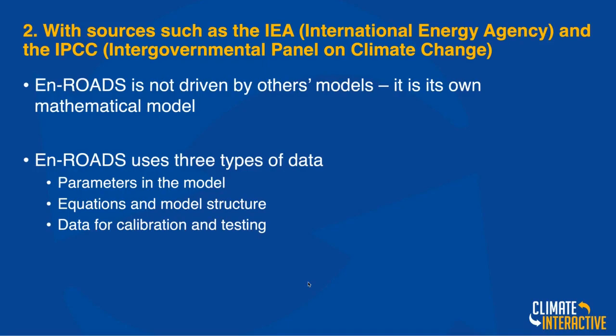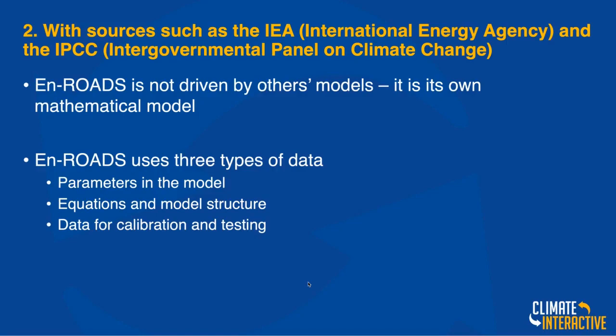So we pick up parameters from other models and from other research to learn, for example, that every doubling of installed capacity of renewables reduces the cost of those renewables by so much. That is called the progress ratio, and we go to a study someone else did to come up with the number of 0.8. So we use parameters.